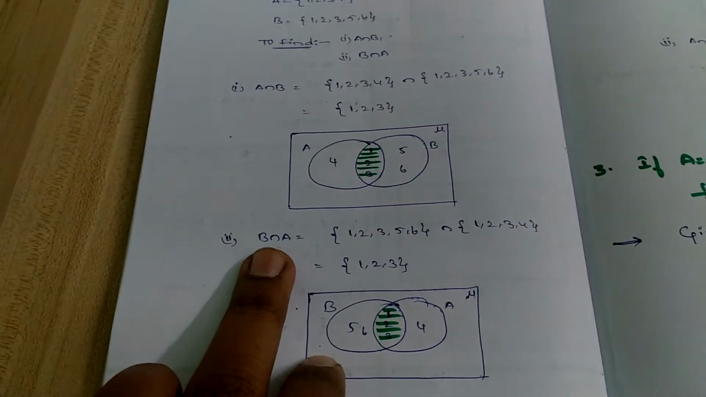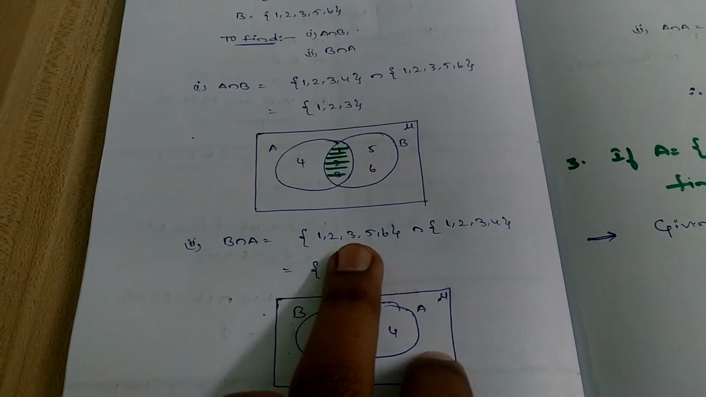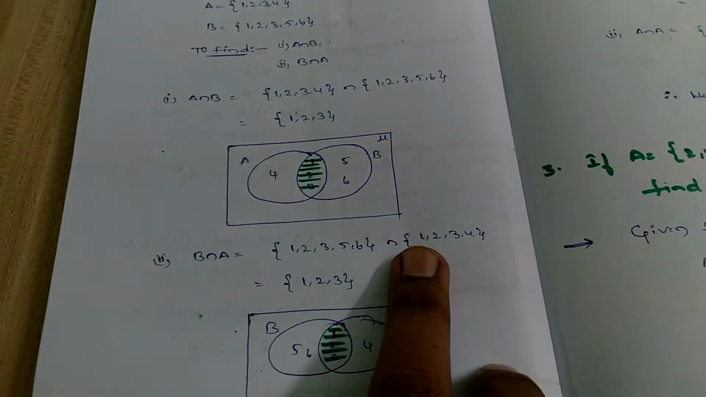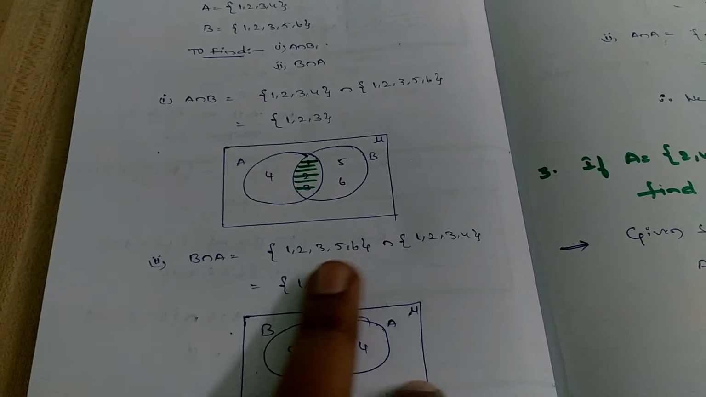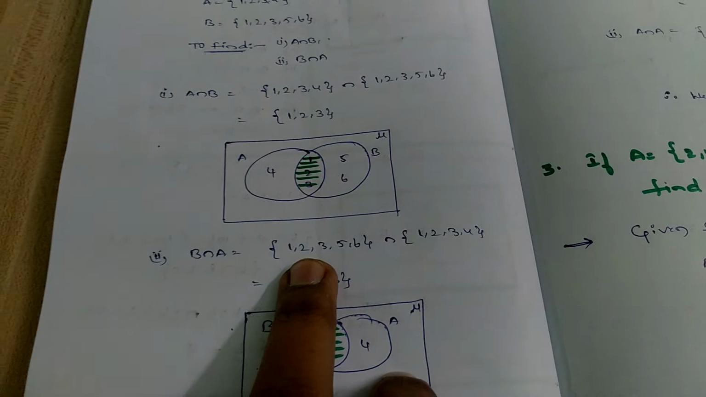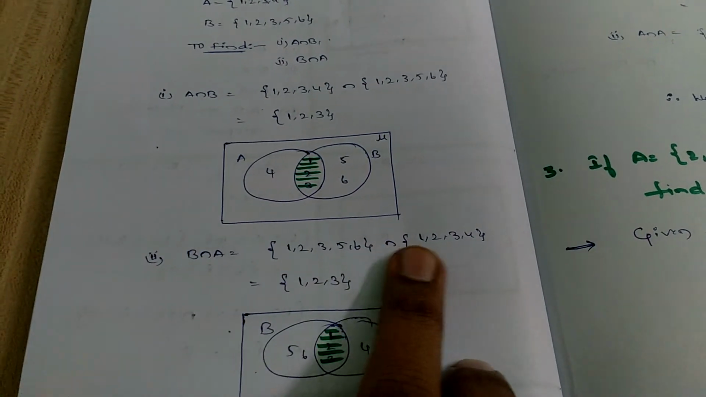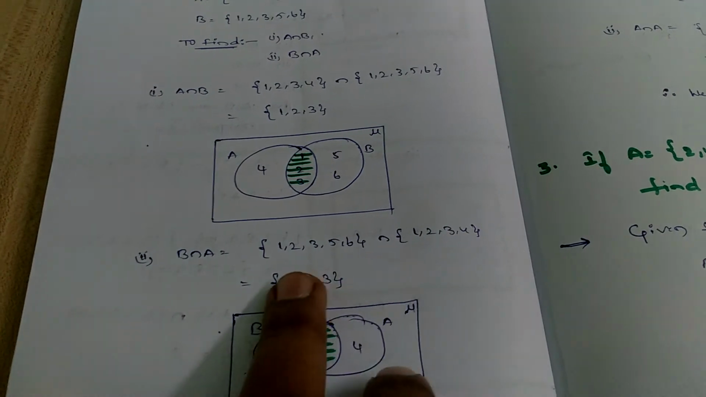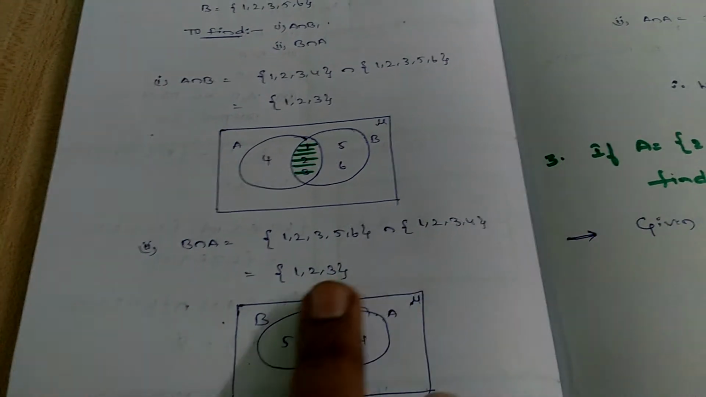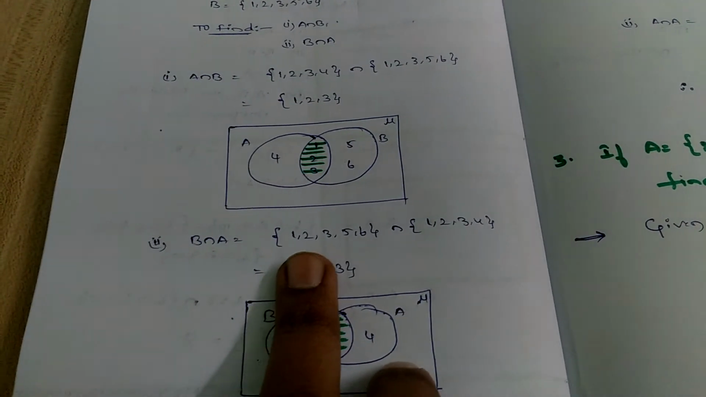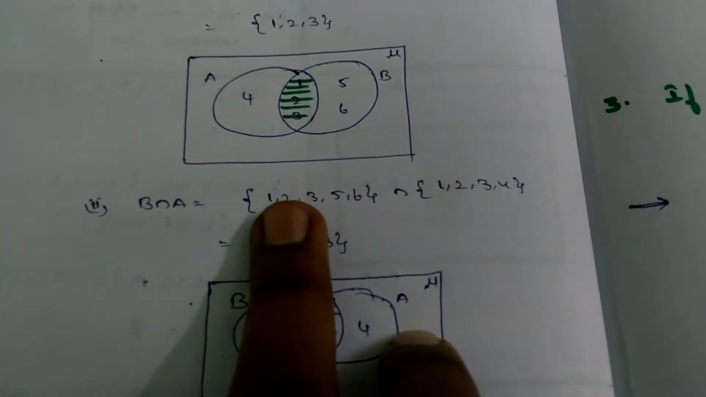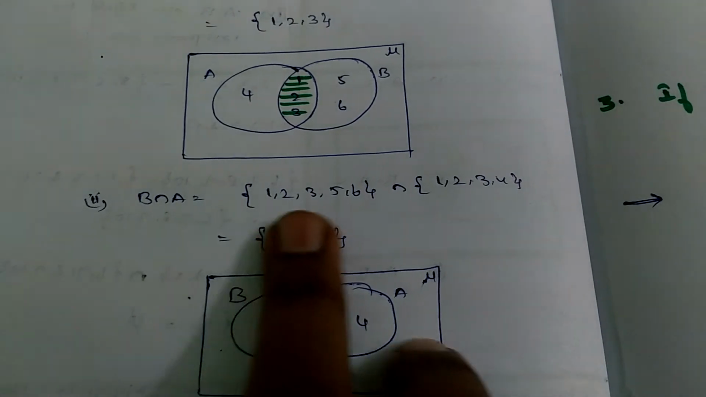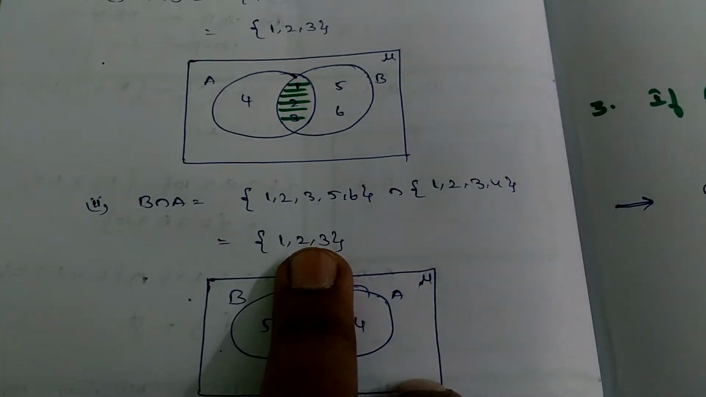Coming to B intersection A, take down the B set 1 2 3 5 6 intersection the A set 1 2 3 4. Now which are the repeated elements from both the sets? 1 is repeated from both, 2 is repeated from both, 3 is also repeated from both. Therefore take down those elements 1 2 3.